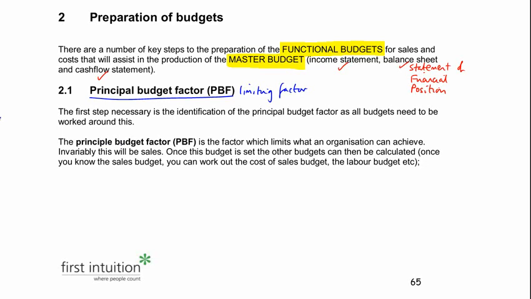So the strict definition here I've said is the principal budget factor is a factor which limits what an organisation can achieve. Invariably this will be sales. So for your exam, nearly always the number of items that customers want to buy is likely to be the constraining factor. You're always likely to be able to get enough material or enough labour if needed. It's just that there might not be sufficient demand for your products to need to recruit any more staff or buy any more materials. So you'll normally see the sales budget being calculated first in this exam, but do just watch out in exam questions for the examiner telling you what the principal budget factor is.